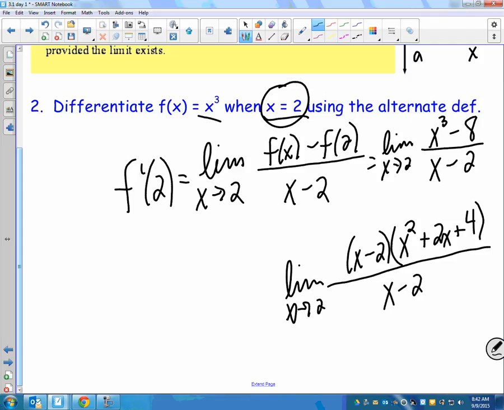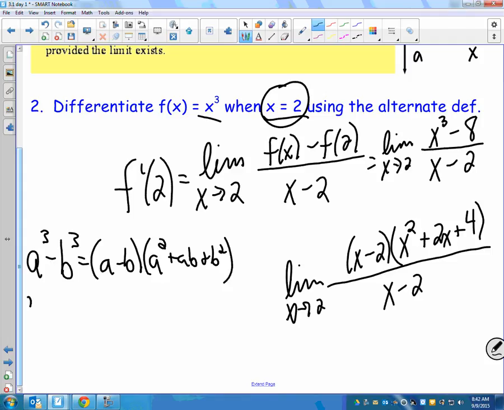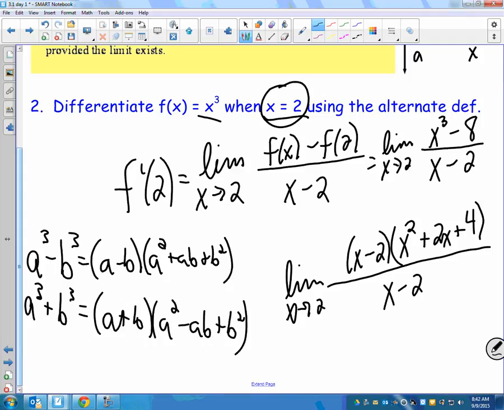So maybe you should write this down, just for point of reference. A cubed minus b cubed factors into a minus b times a squared plus ab plus b squared. And a cubed plus b cubed factors into a plus b times a squared minus ab plus b squared. So minus is always minus first, and plus is always plus, and then the signs change. So it's minus plus plus, plus minus plus.